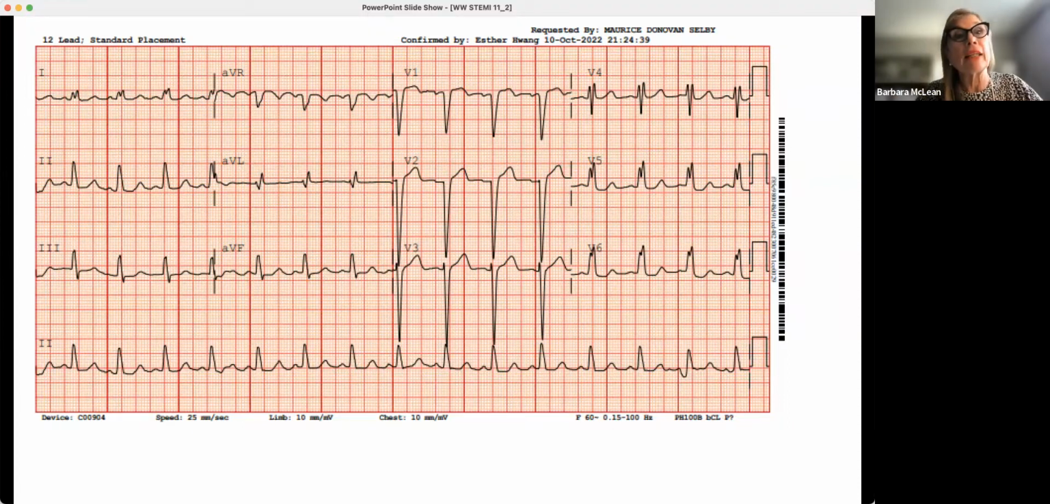Now, there are some other things that are really important here, but when we just take our very first look, we can say, oh, we've got ST segment elevation. This is also called a convex ST segment elevation, which is not typically associated with the STEMI, which makes me think right away, this is probably not a STEMI.